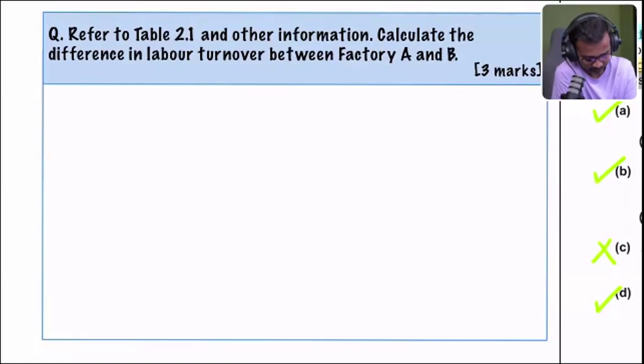Yeah, Michelle, that's correct. So this question says, and the big clue is when you're reading the calculation question, just read the first bit really carefully. This one says refer to table 2.1 and other information. Now, whenever they mention and other information, it means that there must be a number somewhere outside the table 2.1, which you will have to use in your calculations. So this is the clue that don't just focus on table 2.1. You need something from around that table as well. And what they're asking you to do is calculate the difference in labor turnover between factory A and factory B.